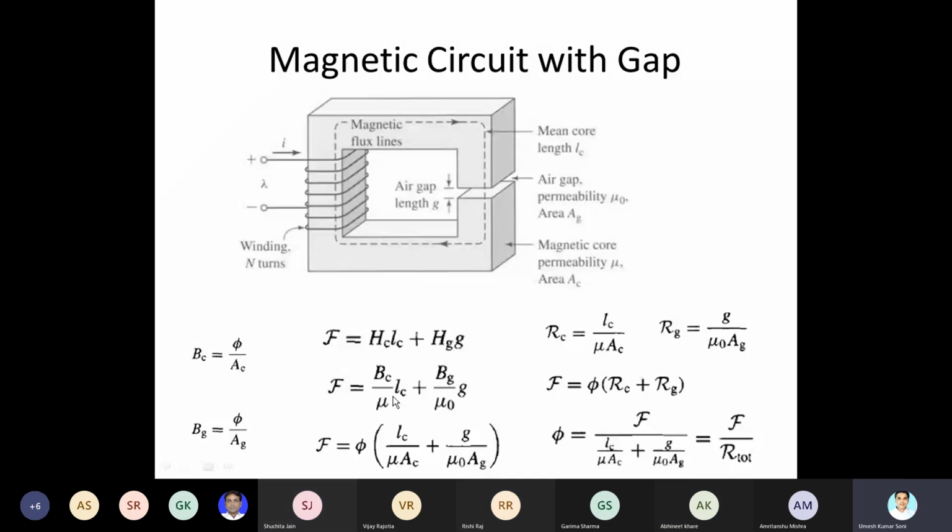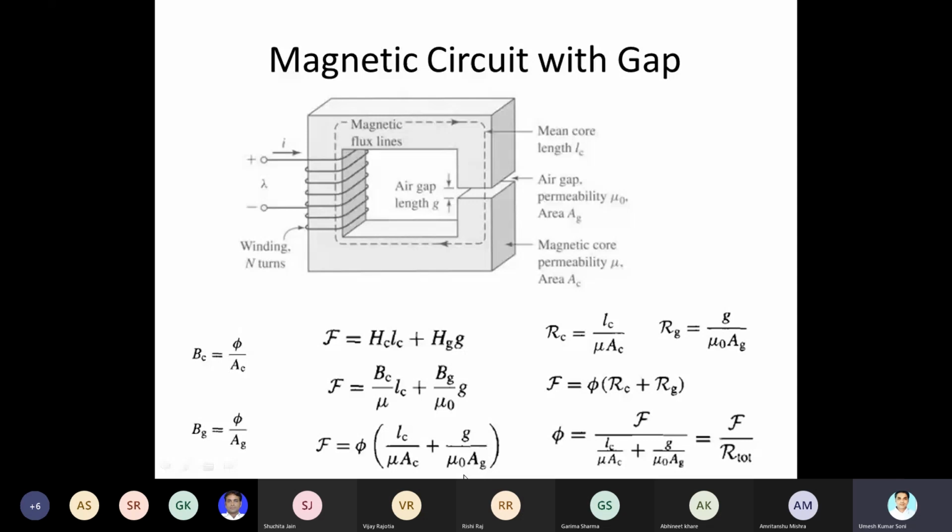Now you have replaced BC with phi upon AC, and BG, the flux density in the air gap, with flux upon the area of the air gap. So now you take phi common, because phi is the same flux which passes through the magnetic material as well as the air gap. So here you have L upon mu AC and G upon mu 0 AG. This is the reluctance of the air gap.